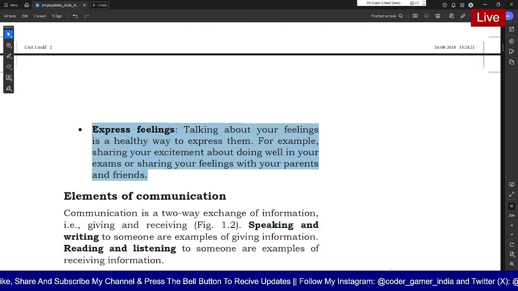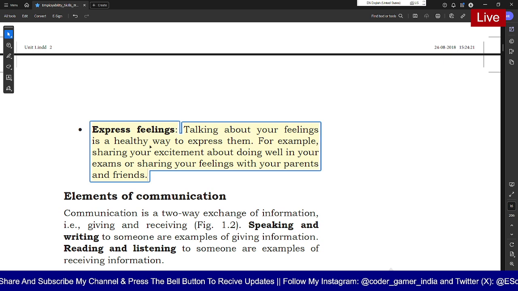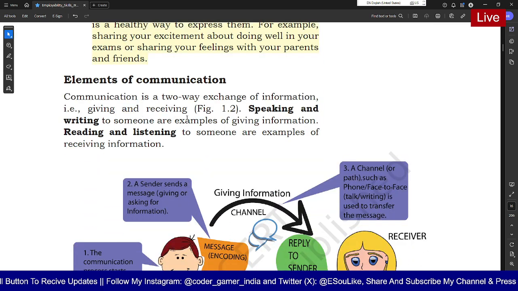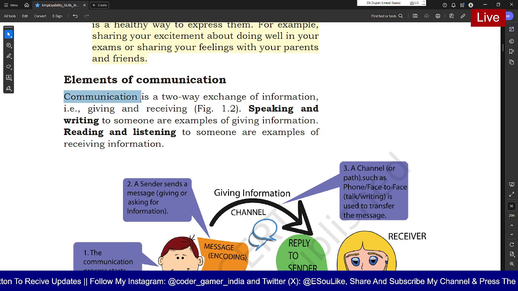Next thing is to express the feelings. The most important thing in communication is to express our feelings. Talking about your feelings is a healthy way to express them. For example, sharing your excitement about doing well in your exam or sharing your feelings with your parents and friends. For example, you are sad because you got bad marks, so you could express it to your parents. Next, we are going to read the elements of communication.